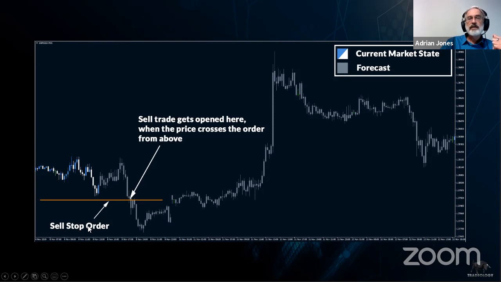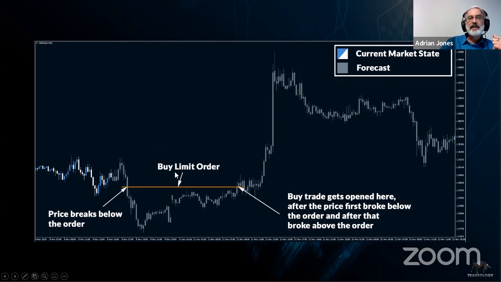So we set our sell stop order there, and only when price reaches that level does the sale get entered into. And so you can see price crosses from above. That's a sell stop order. Now we have a buy limit order.